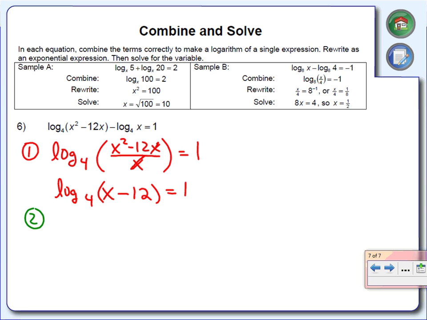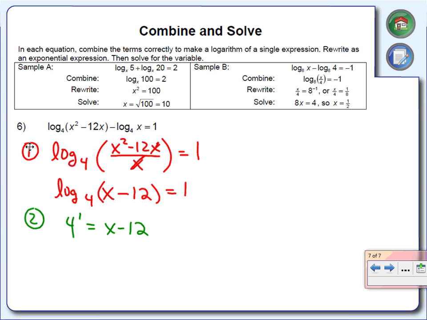Now we can go ahead and take that thing and rewrite it in the form of an exponential. So here we go. What am I going to write? What's my exponential going to be? What's the base? 4. What's the exponent? 1. And what is it going to equal? x minus 12.